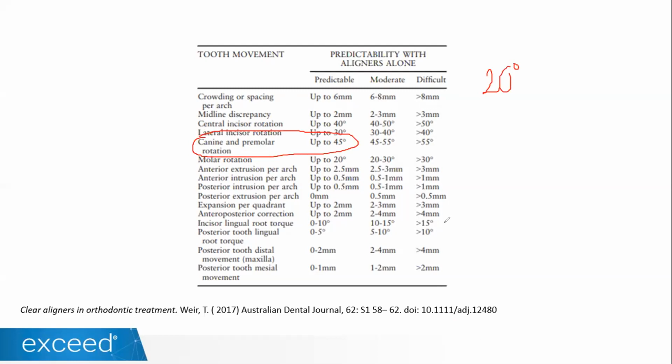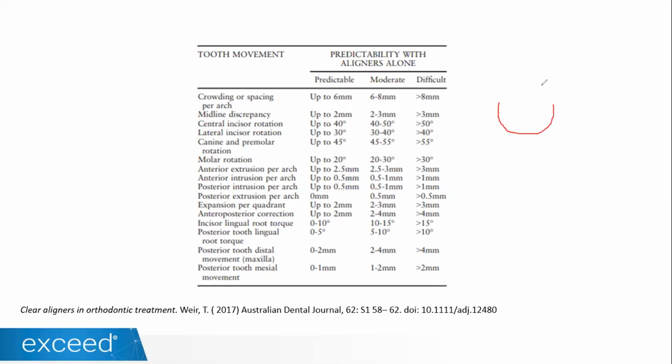I focus a lot on occlusion. For me, my cases need to have the occlusion perfect at the end. They need to be stable, because I want the condyle to be in a stable position and the occlusion to be working at the maximum level. So when we have cases where we are doing more than 20 degrees of rotation, that is where I would consider using elastics.